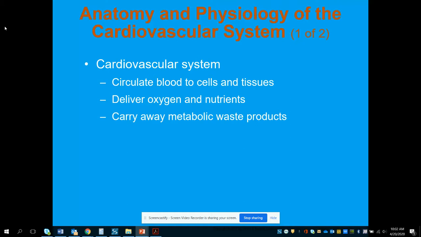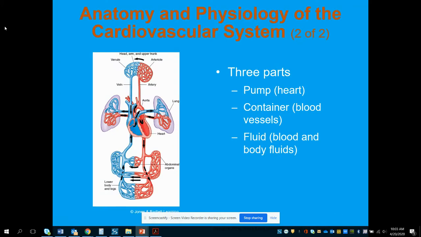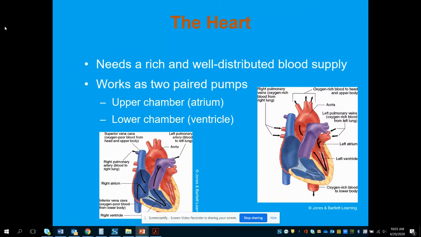So we know the cardiovascular system's job is to circulate blood to the cells and tissues, deliver oxygen and nutrients, and carry away that metabolic waste. And so we have our perfusion triangle, which are the three parts of the cardiovascular system: the heart, which is the pump, the container, which are the blood vessels, and then the fluid, which is the blood and body fluids. And any deviation or variation between these can lead to shock and ultimately death, as we've talked about previously.